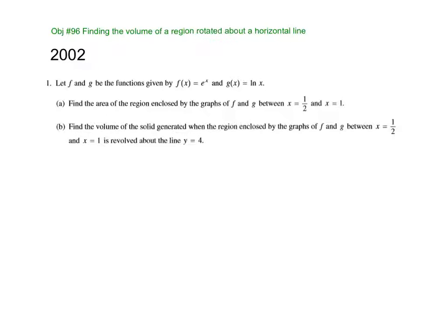All right, 2002 exam. Let f and g be the functions e to the x and ln of x. So let's draw a quick picture of that. E to the x looks like that. Ln of x looks like that. Find the area of the region enclosed by x equals 1/2 and x equals 1. All right, so 1 is right here. We have that region and 1/2. So this is the region, that's the area we're finding.